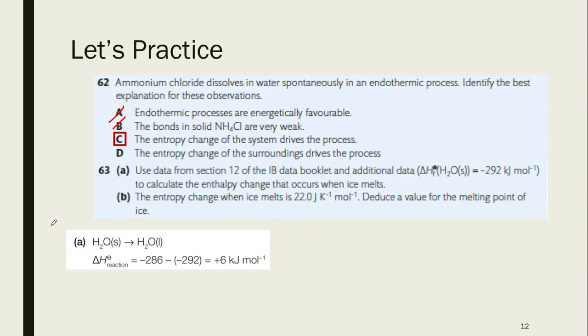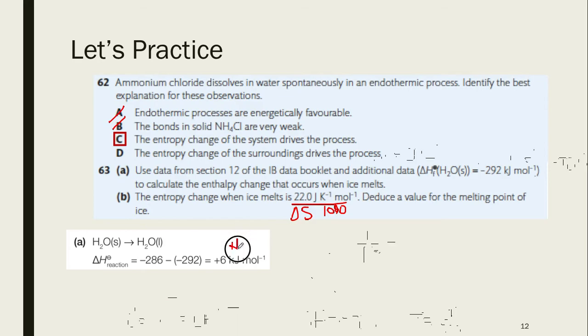In letter B, it says the entropy change when ice melts is 22.0 joules per Kelvin per mole. So that is our delta S, our entropy change. It's given in joules, which means we have to take that number and divide it by 1,000, or we can take the enthalpy change and multiply it by 1,000. You have to do one or the other. Don't do both. Choose whichever one, and you will get the right answer.